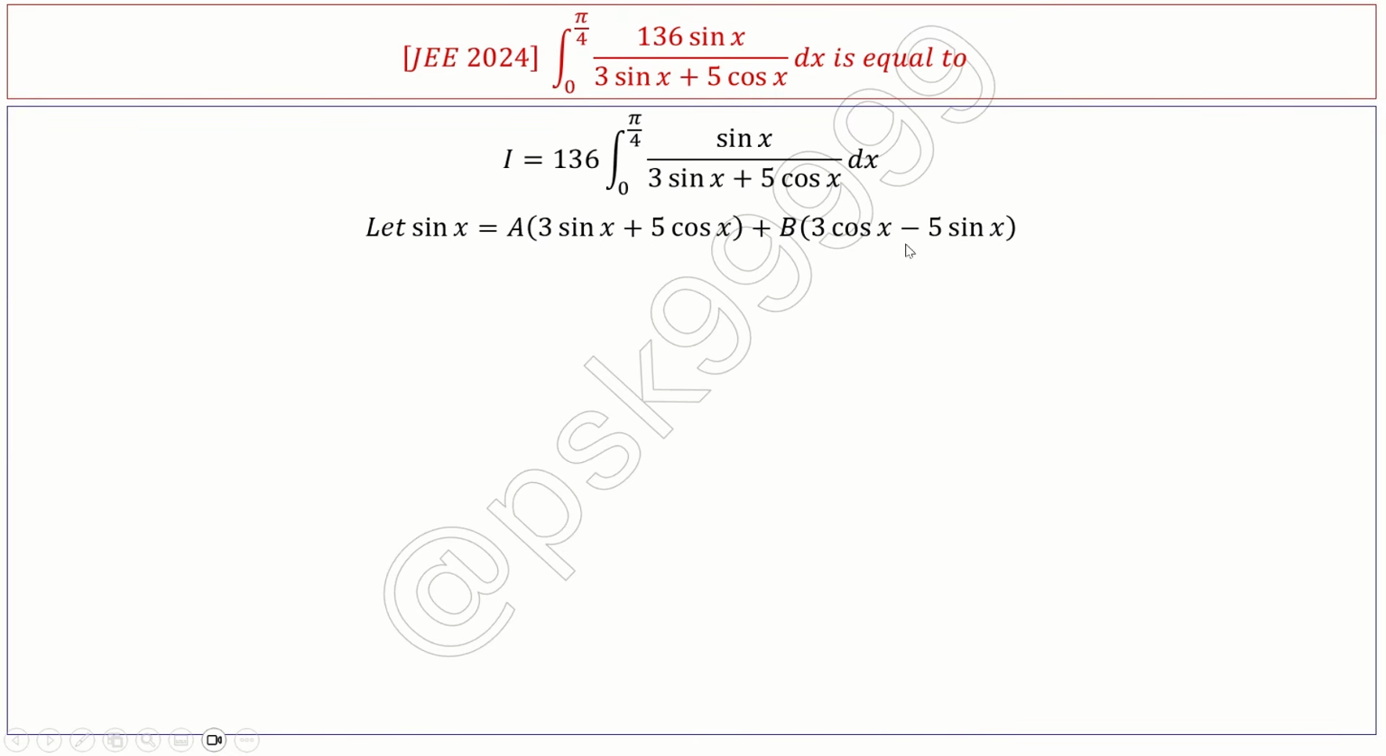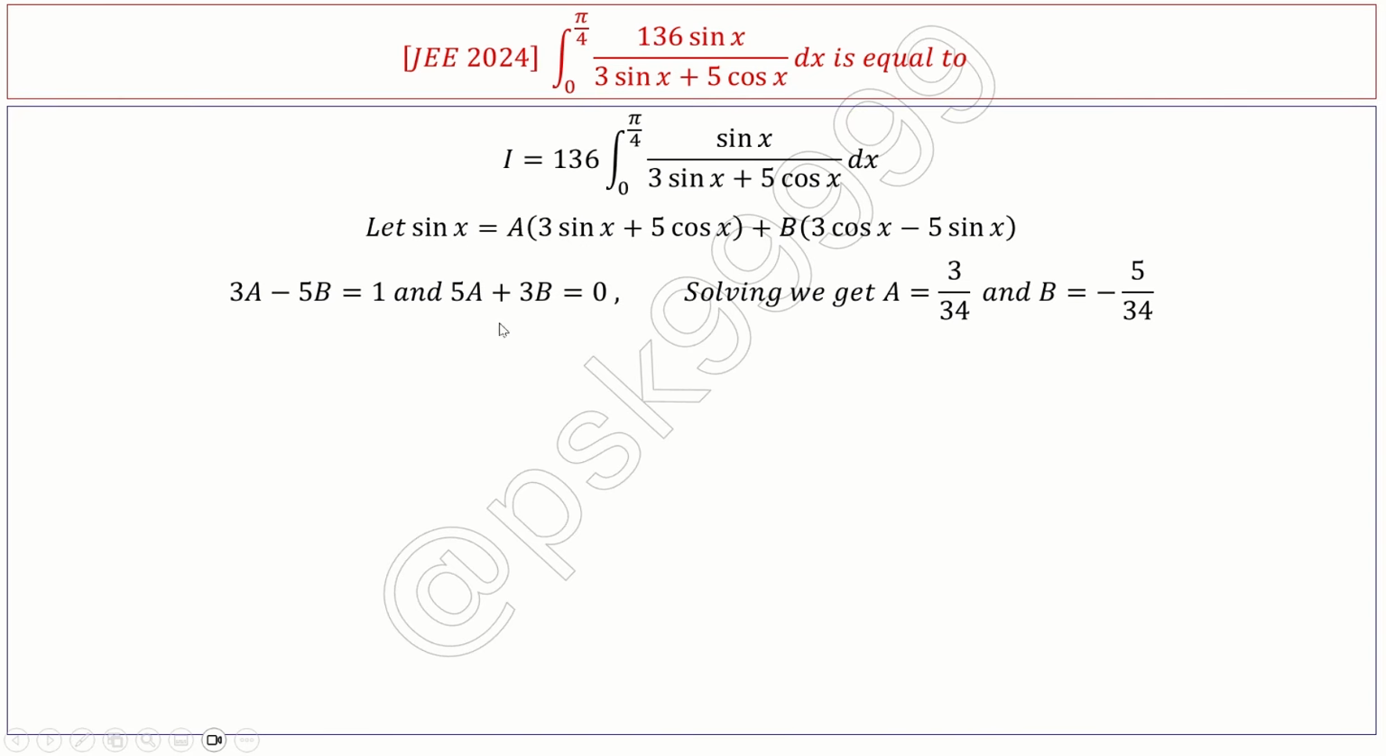Okay, and with this equation you can easily find what your a and b are, correct? 3a minus 5b equals 1. Okay, and then 5a plus 3b equals 0, right? There is no cos term here on the LHS, so this is 0, this is 1. If you solve it, you will get a as 3 by 34, b as minus 5 by 34.